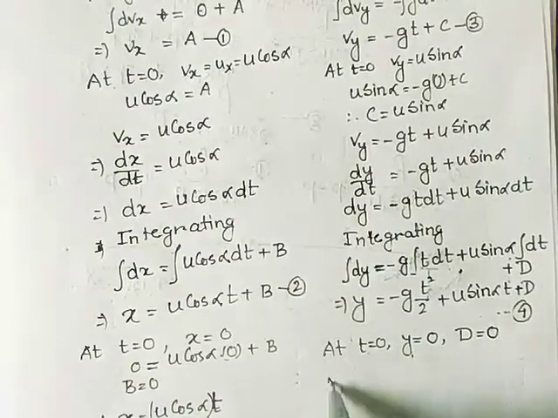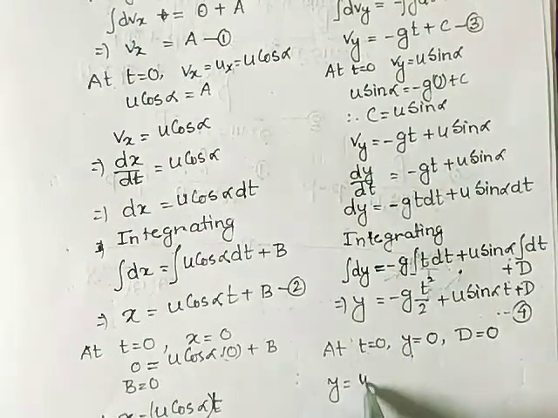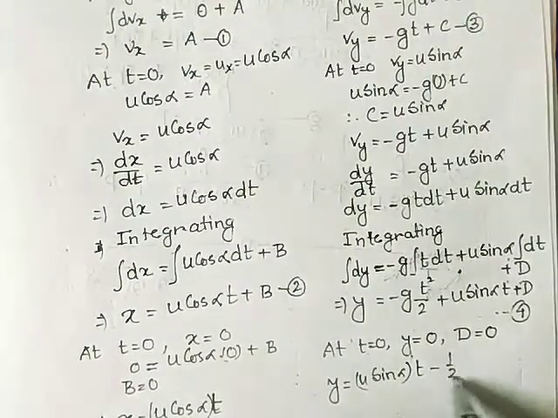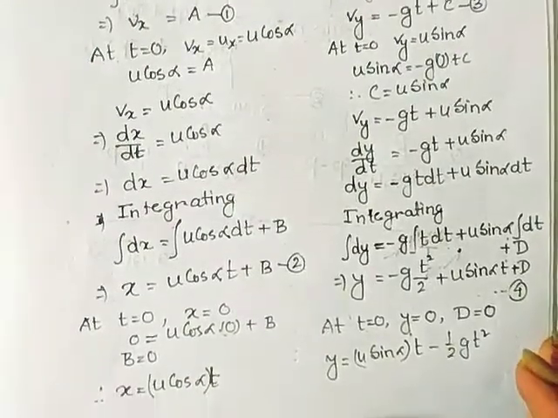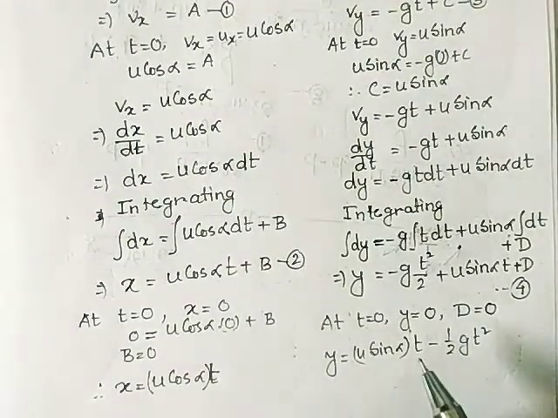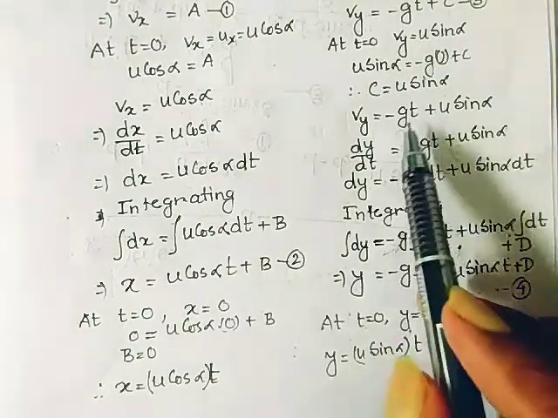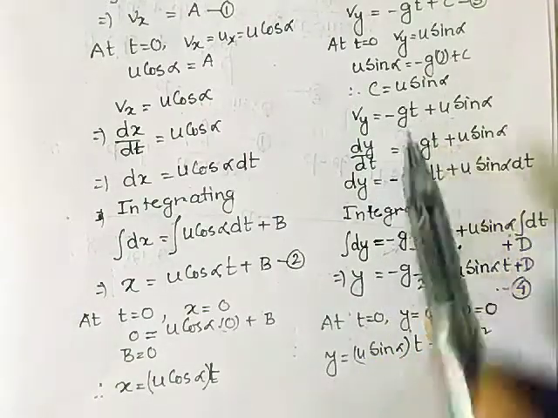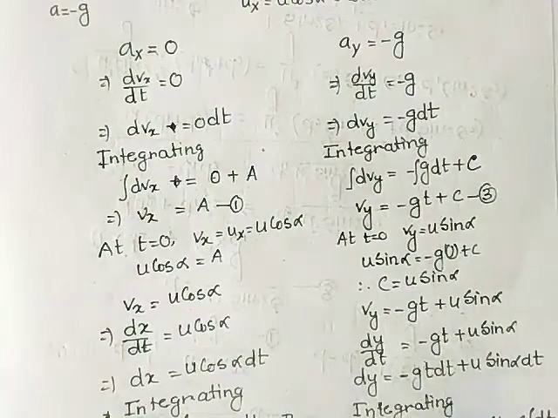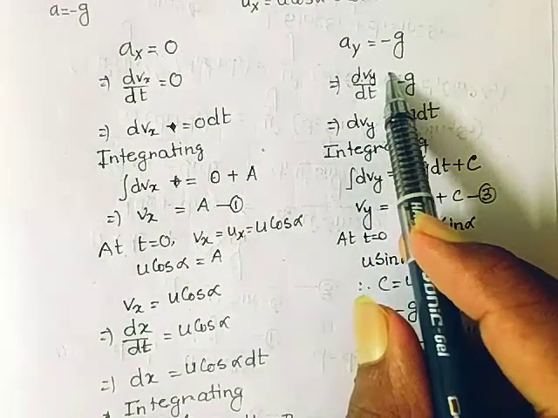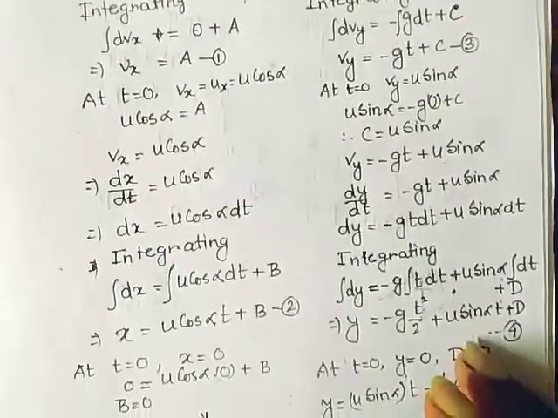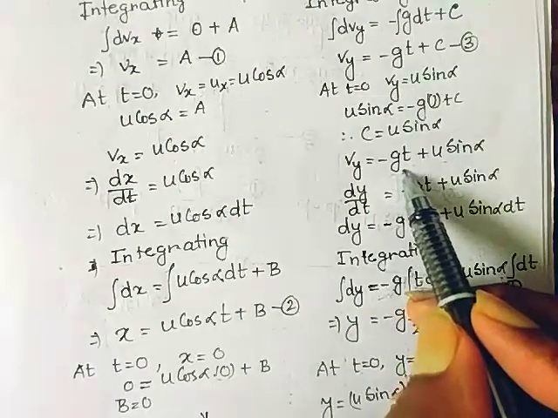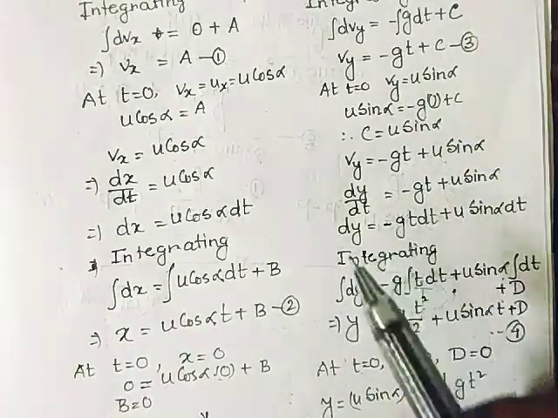So from here it is clear that y equals u sin alpha into t minus 1/2 gt square, if I make a slight rearrangement. Just see, again we got this, that vy equals u sin alpha minus gt, and ay equals minus g. So the acceleration is constant throughout the motion and it is minus g, and vy equals u sin alpha minus gt.